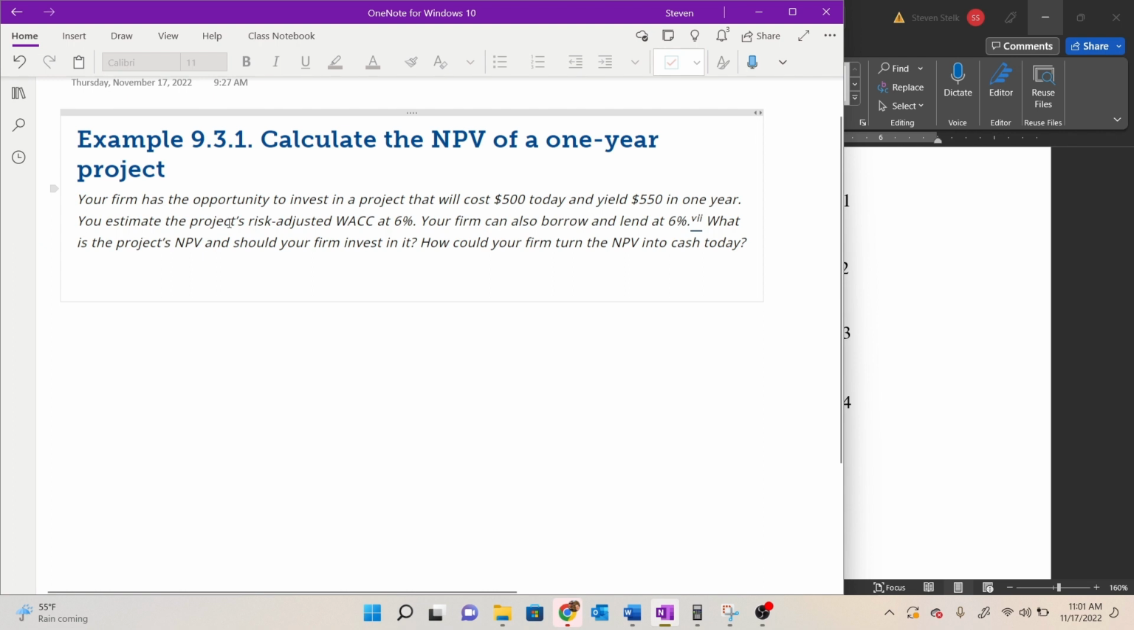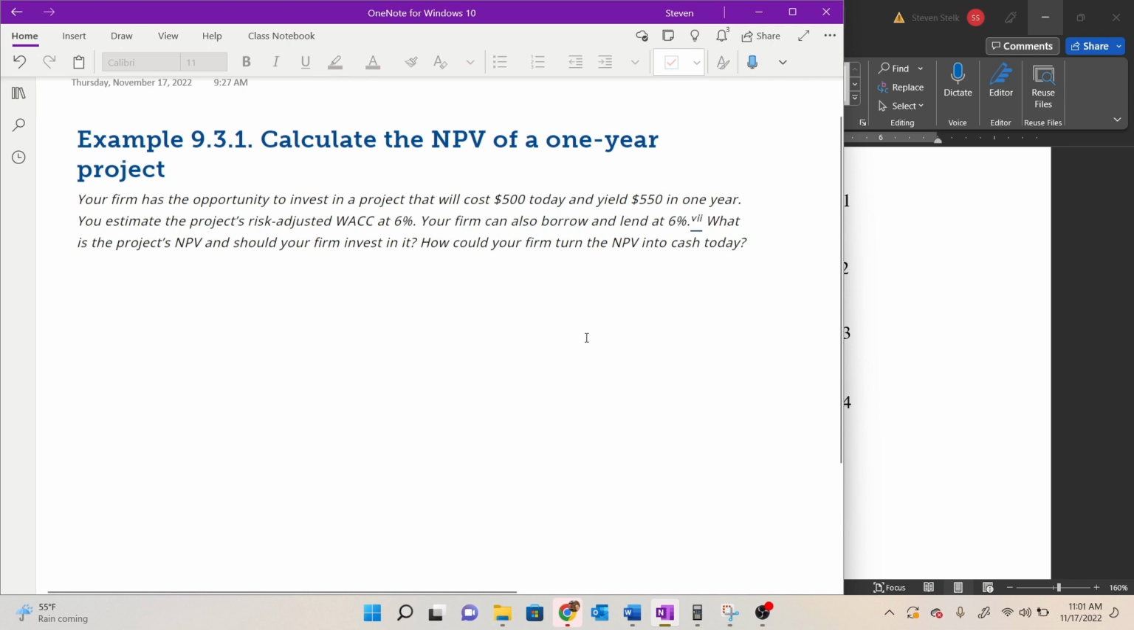You estimate the project's risk-adjusted weighted average cost of capital at 6%. Your firm can also borrow and lend at 6%. What is the project's NPV, and should your firm invest in it? And how could your firm turn the NPV into cash today?